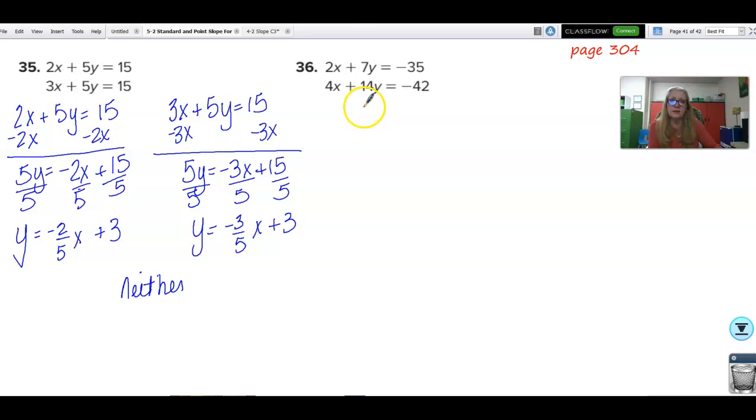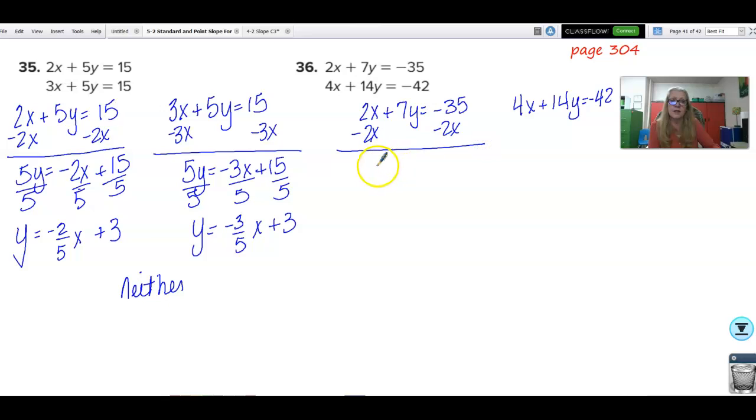All right, let's see if we get it. Something interesting on this one. 2x plus 7y equals negative 35. And 4x plus 14y equals negative 42. Subtract 2x from both sides. Gives me 7y is equal to negative 2x minus 35. Divide everything by 7. And I get y equals negative 2/7 x minus 5.